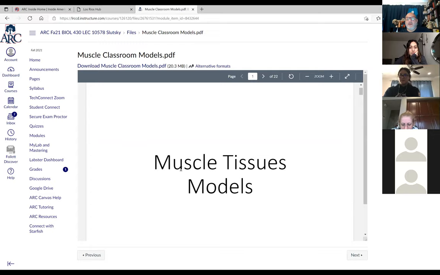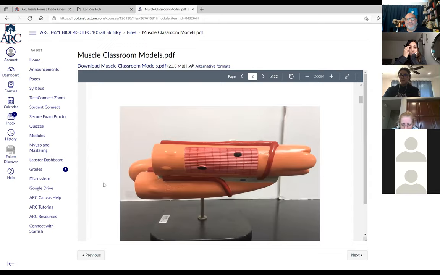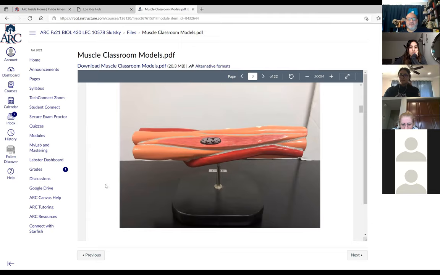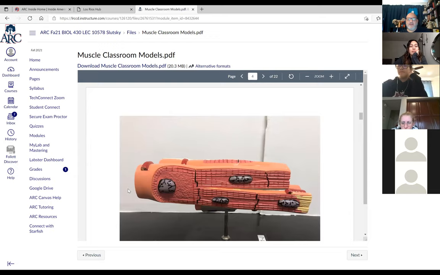you are going to see muscle tissues. What muscle tissue do you think this represents? Skeletal. What muscle tissue do you think this represents? Cardiac. Well, look at the shape. Smooth. Yeah. This, notice because it has the striations, is our skeletal. I mean, is our cardiac.